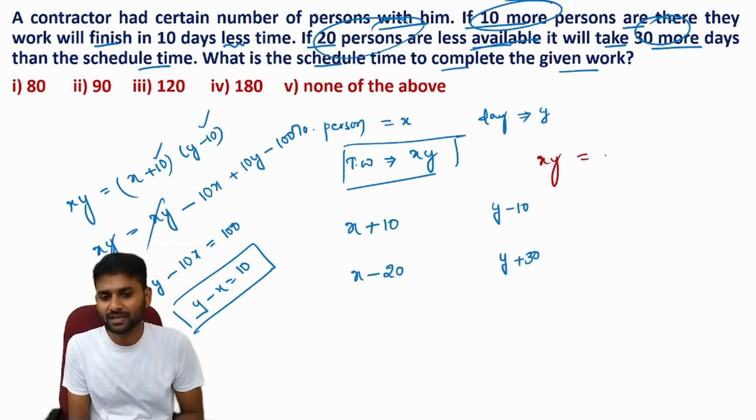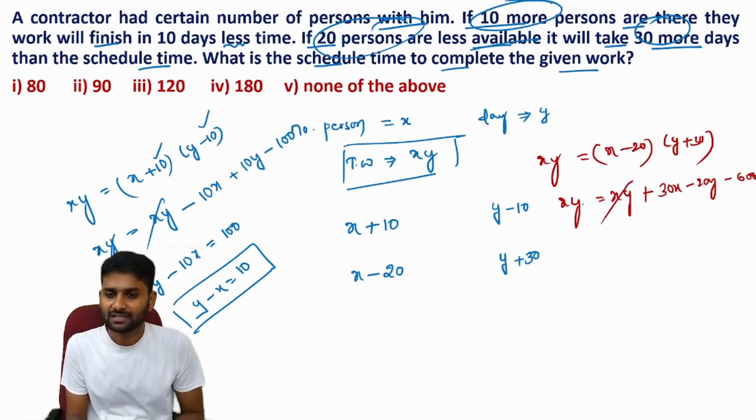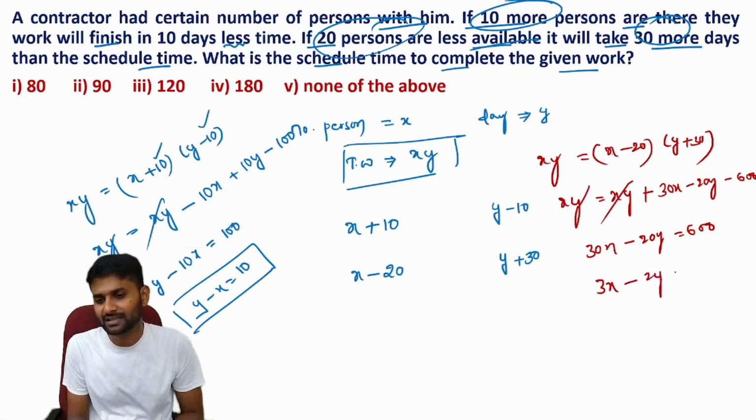Total work is XY. Here X minus 20 people are working and complete the work in Y plus 30 days. Go for the next simplification. XY is equal to XY plus 30X minus 20Y minus 600. Just cancel, and again you will get 30X minus 20Y is equal to 600. Now this equation you should understand as 3X minus 2Y is equal to 60.